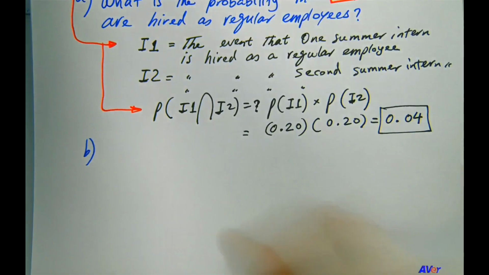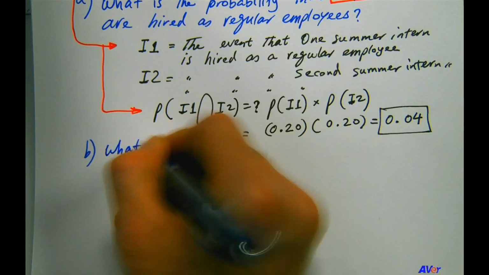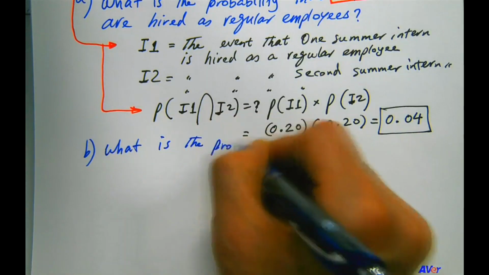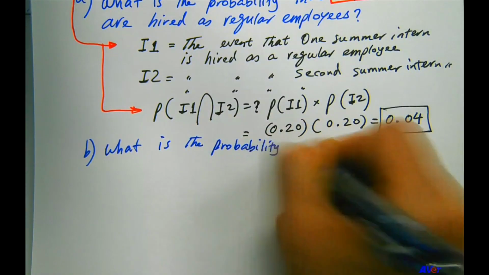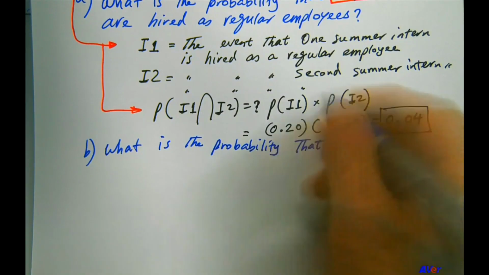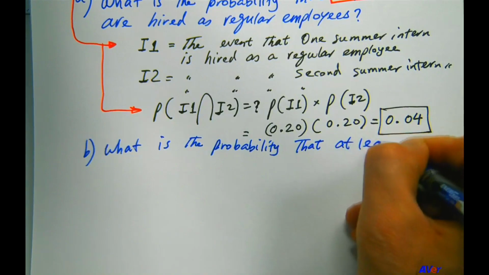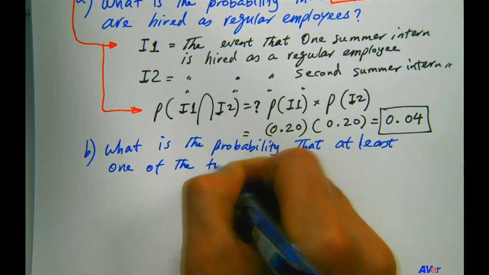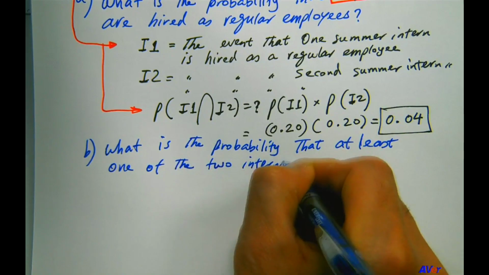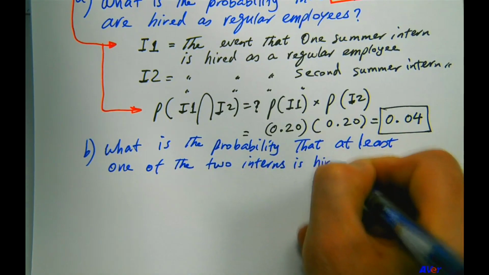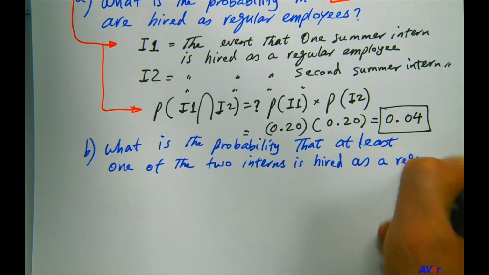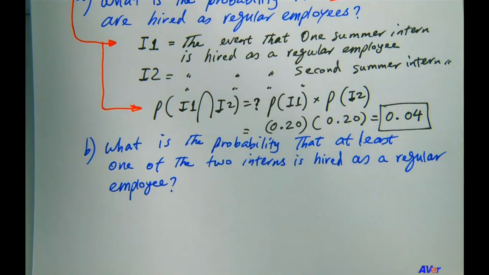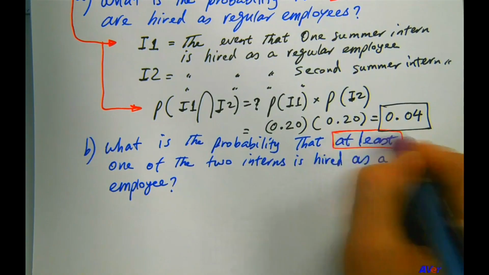let's ask, what is the probability? I'm sure you've already guessed what part B is going to ask about. So what is the probability that at least, right, at least one of the two interns is hired as a regular employee? Okay, again, that phrase refers to the union of events.